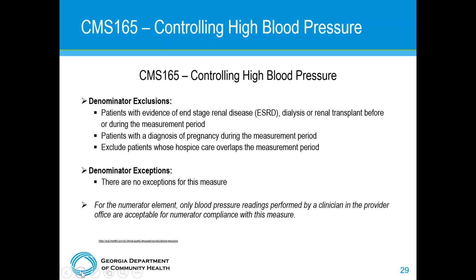Only blood pressures performed by a clinician in the provider's office are acceptable for numerator compliance. What that means is the patient home readings, which a lot of the patients do bring in, are not acceptable for the numerator criterion. If there's no blood pressure recorded during the measurement period, the patient's blood pressure is assumed to not be controlled. And also, if you take multiple blood pressure readings on the same day, you would use the lowest systolic and diastolic reading of the day as the most recent.